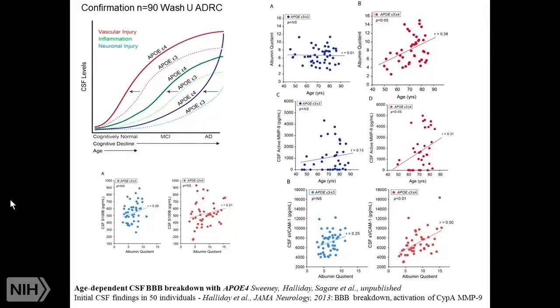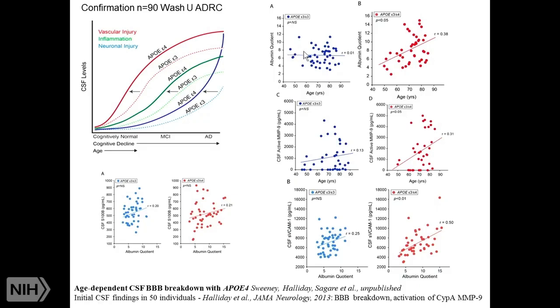So that's, again, an example that vascular blood-brain barrier problems precede problems in neuronal function. And this has been repeated in human study. Now, in 90 patients, we first published a paper, actually my graduate student published a paper in JAMA Neurology, in 50 individuals showing that BBB breakdown is associated with activation of cyclophilin A and MMP9 findings in analytes in the CSF.